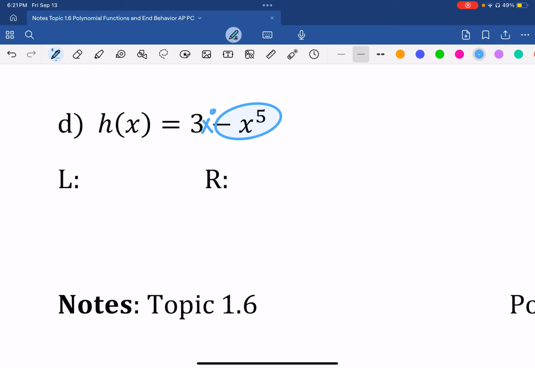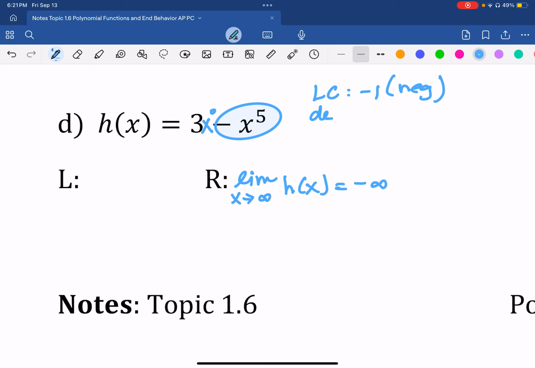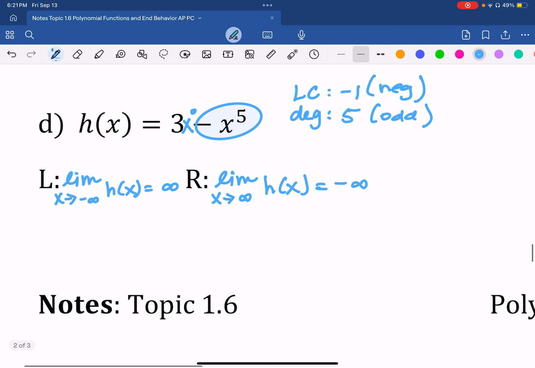Okay, so my leading coefficient is a -1, which is a negative number. So my right limit will say the limit as x approaches positive infinity, h of x is equal to negative infinity. My degree was 5, which is an odd number. So when I do the left side, I'll say the limit as x approaches negative infinity, h of x, it has to be the opposite, so this one will be going up to positive infinity.